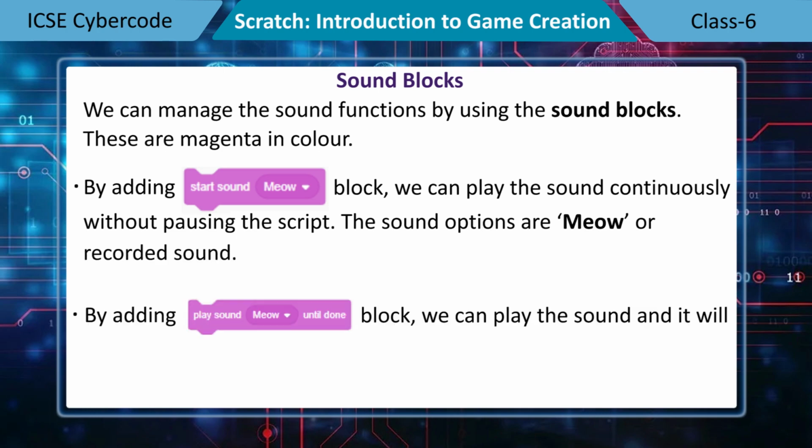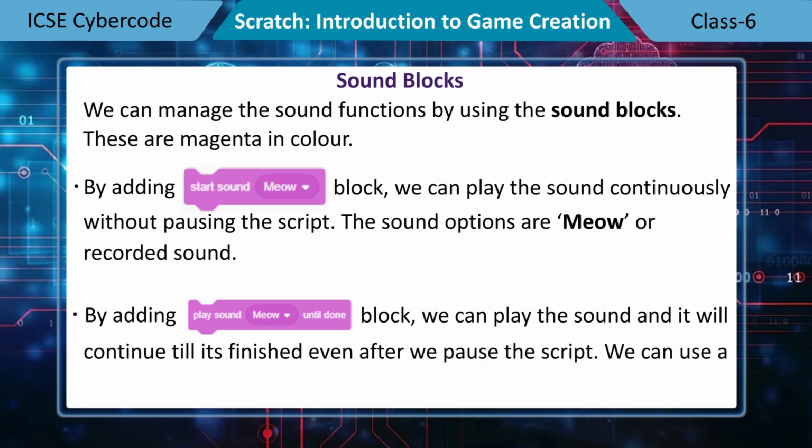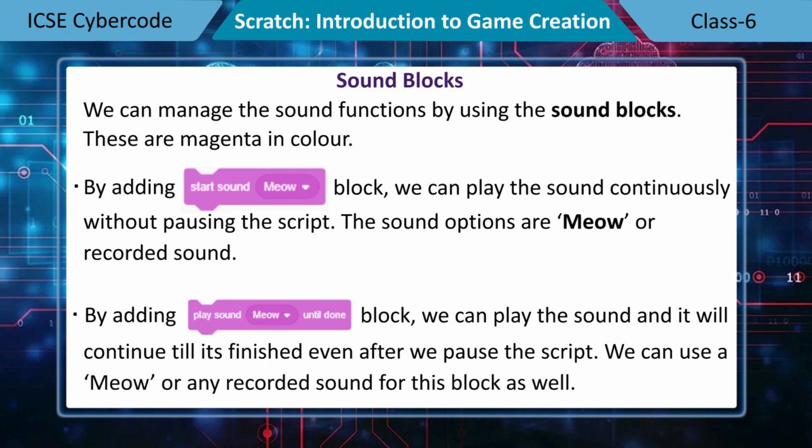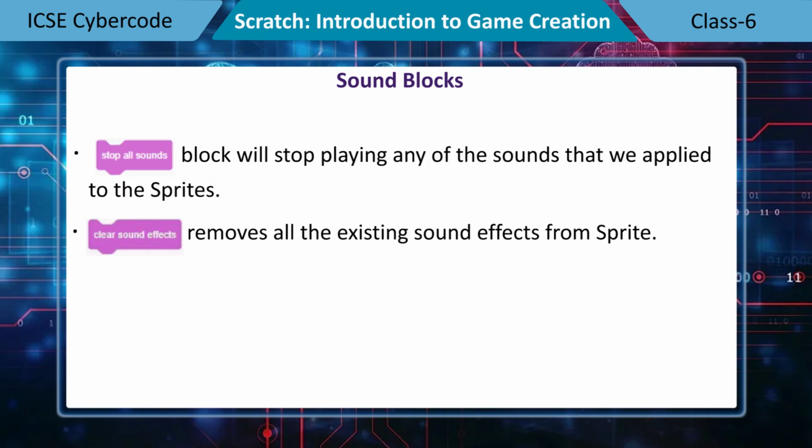By adding play sound meow until done block, we can play the sound and it will continue till it's finished even after we pause the script. We can use a meow or any recorded sound for this block as well. Stop all sounds block will stop playing any of the sounds that we applied to the sprites. Clear sound effects removes all the existing sound effects from the sprite.